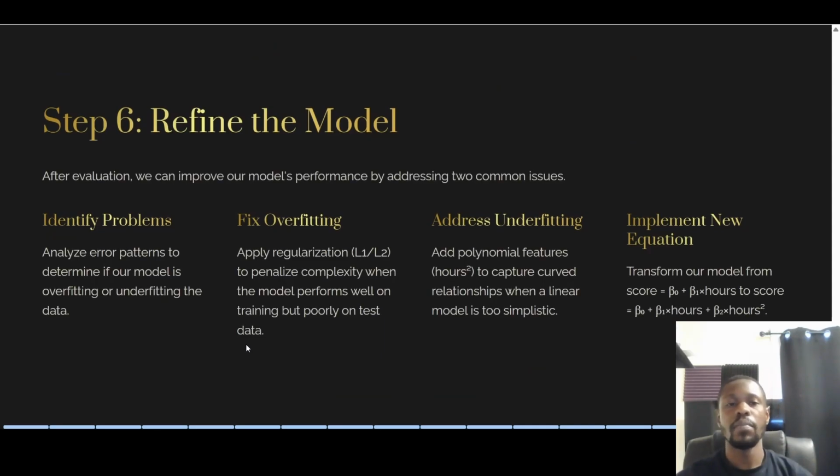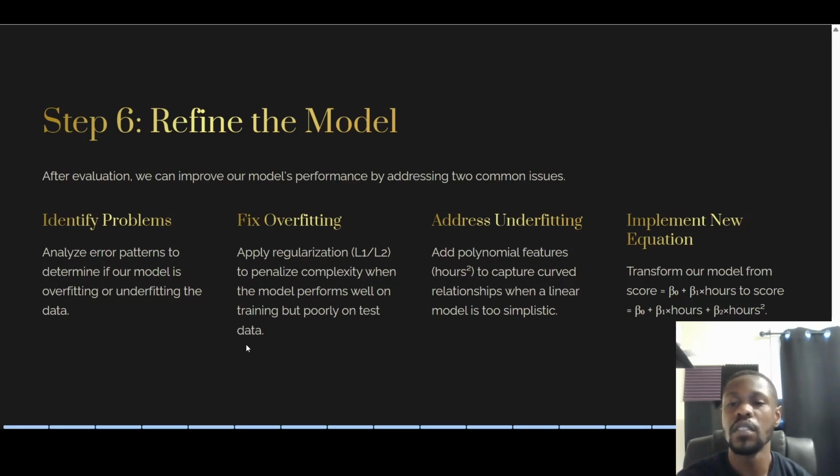And so the final step is simply to refine the model. After evaluation, we can improve our model's performance by addressing 2 common issues. Identify the problems: analyze error patterns to determine if our model is overfitting or underfitting the data. We can apply what's known as regularization to penalize complexity when the model performs well on training data but poorly on test data. We also address underfitting: add polynomial features, such as hours squared, to capture curved relationships when a linear model is too simplistic.